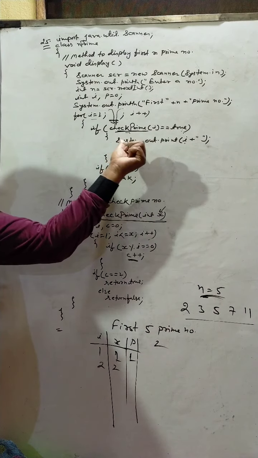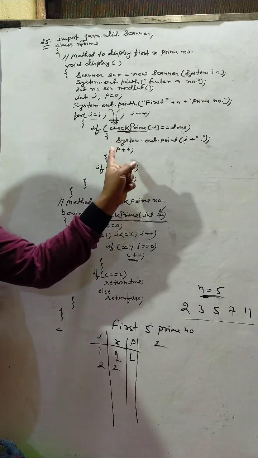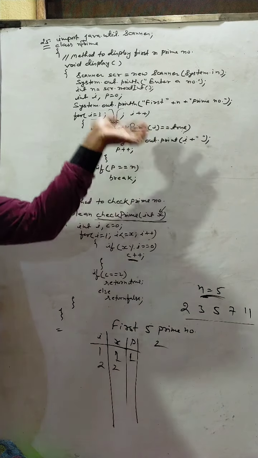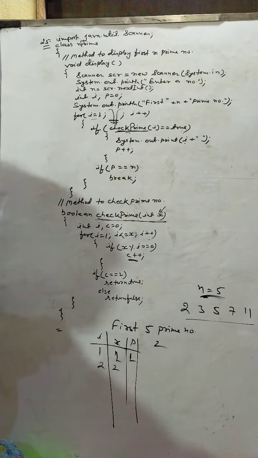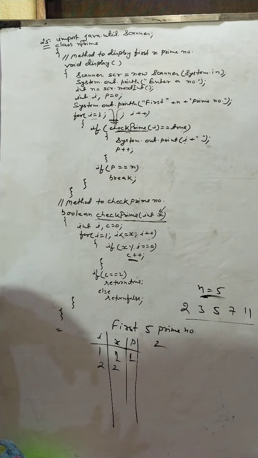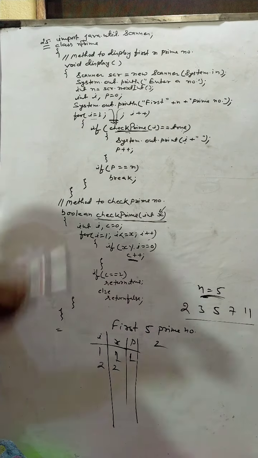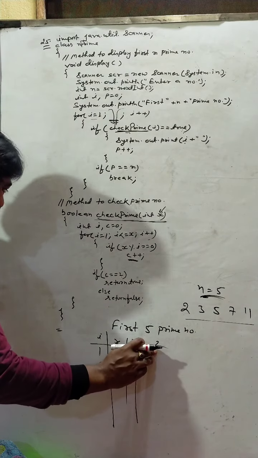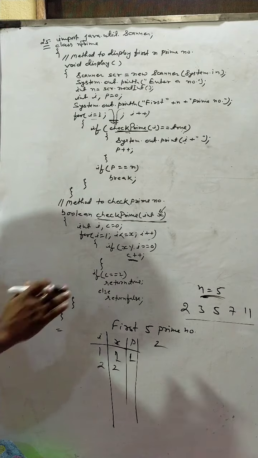Here this line will print the prime number and this line will count the prime number. Means we are printing it and we are counting it. We are printing the prime numbers as well as we are counting the same. Okay. So the first prime number is printed, the value of p is 1.